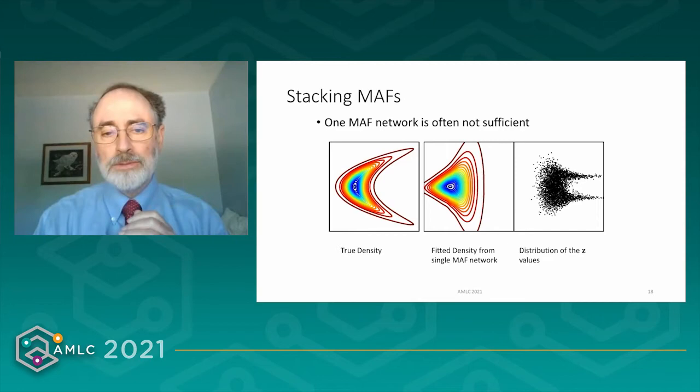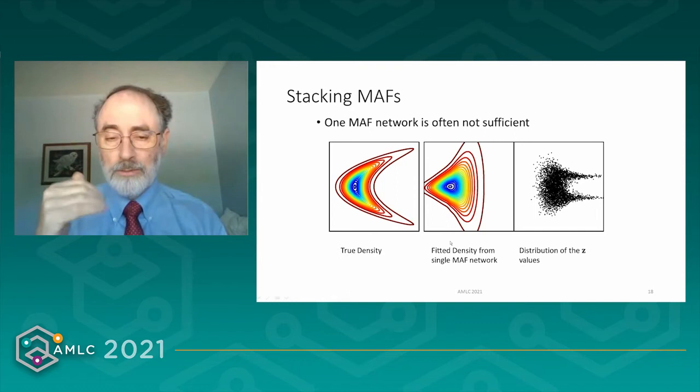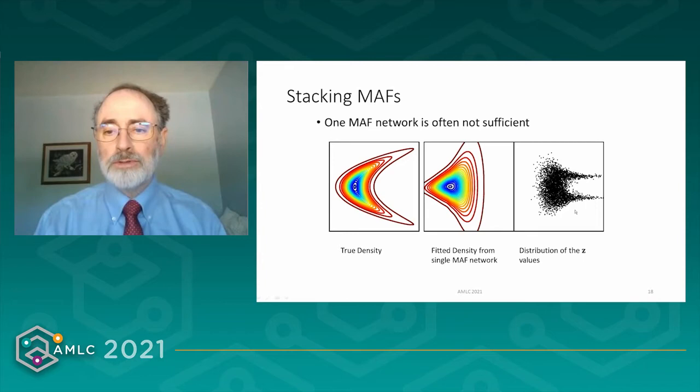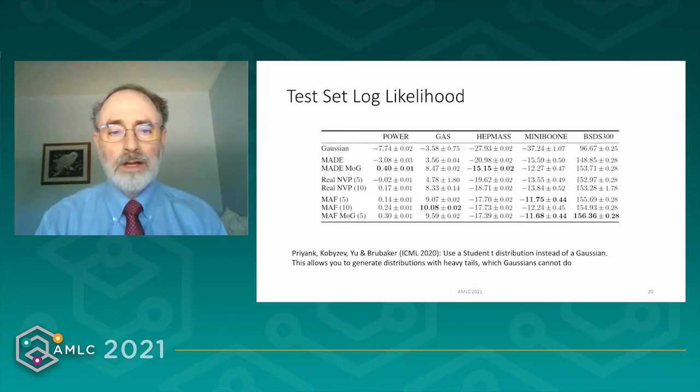They give this example where the true density looked like this, and they fit a masked autoregressive flow that has a certain number of layers in it, and they didn't get a very good fit. And the distribution of the Z values was clearly not Gaussian. So then they stack several of these networks together. This is a stack of five MAFs, and you can see that now they've got a very good fit between the true density and this fitted density. And the Z values that are coming out of F inverse are very nicely two-dimensional Gaussian. They have experiments comparing a few against Real NVP, which is another very nice method, showing that they were generally getting better holdout log likelihoods.